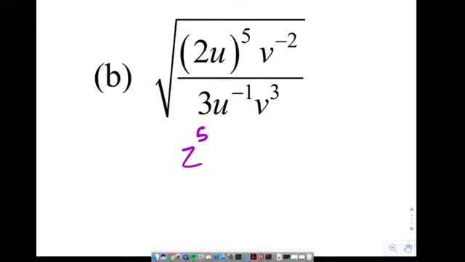And again, just FYI, that is probably one of the most common mistakes students make. They can handle the variables, but when it's a number, they just want to multiply the two numbers. 2 to the 5th, u to the 5th. And then what would you do next?